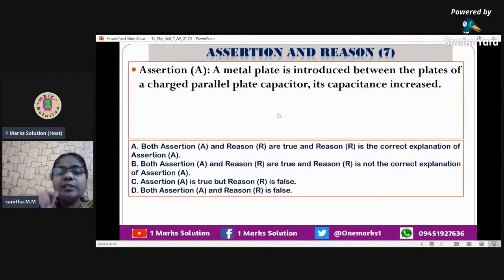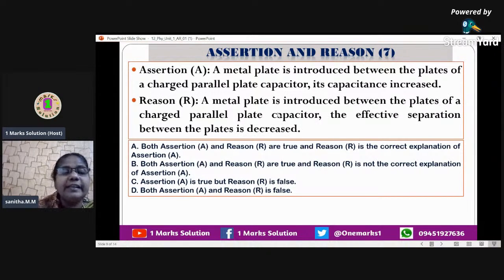The equation for the capacitance becomes A epsilon 0 divided by D minus T, where T is the thickness of the plate. So what will happen? The denominator is decreasing, so altogether the value will be increasing. That is why the capacitance is increasing.